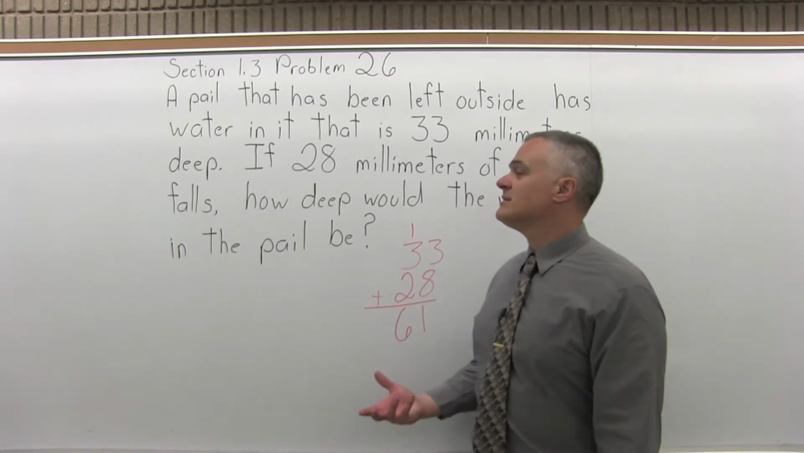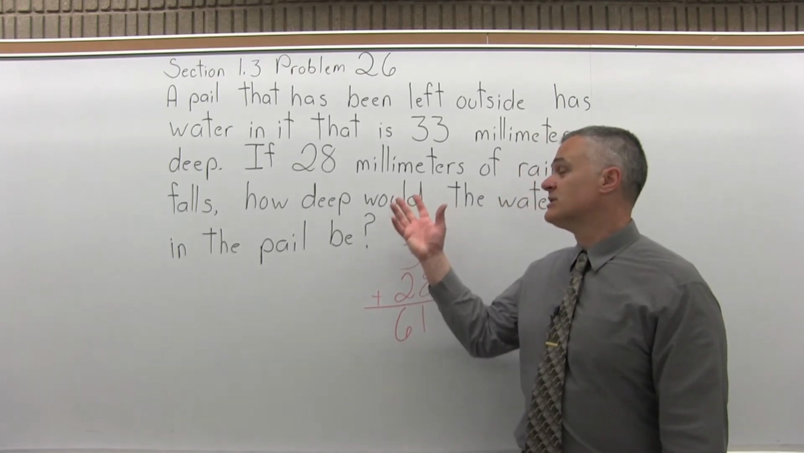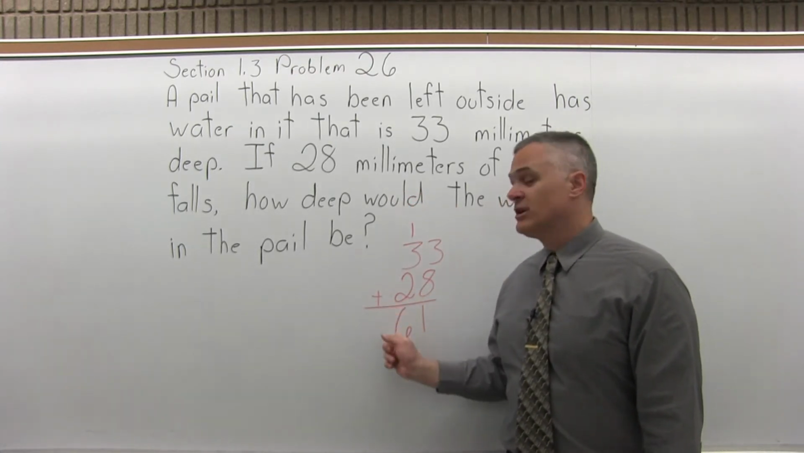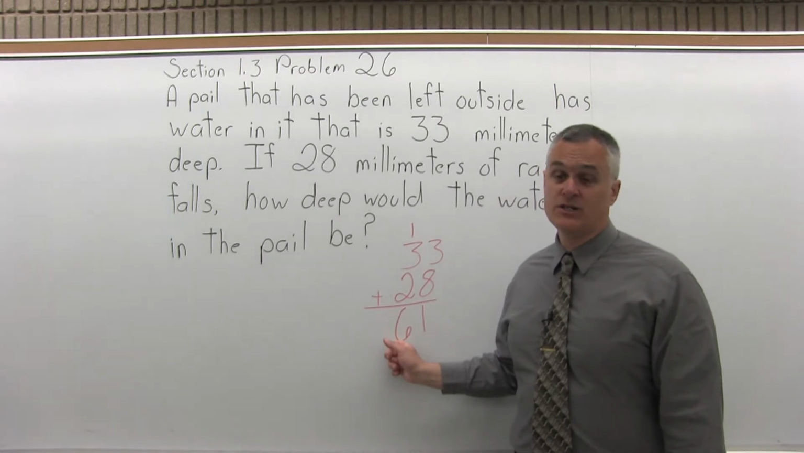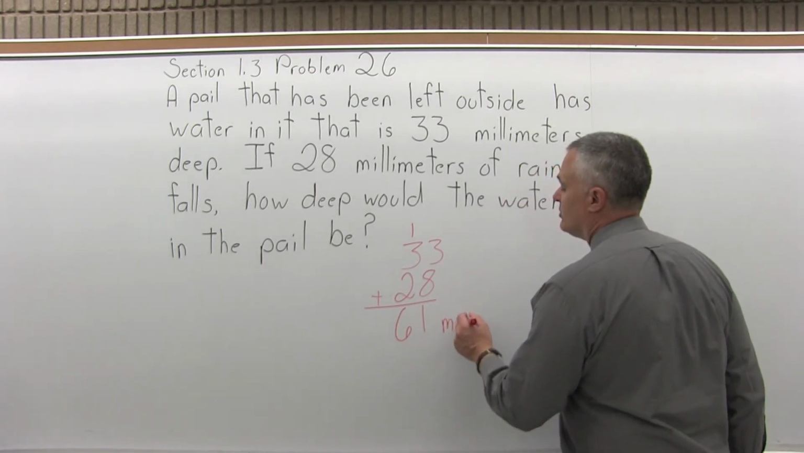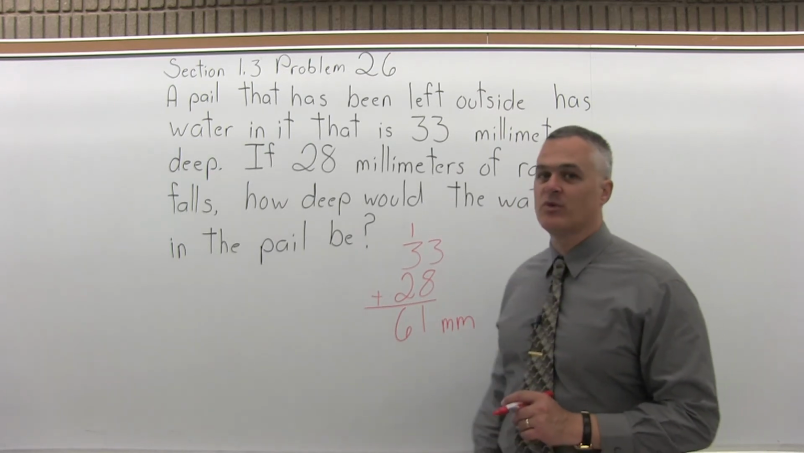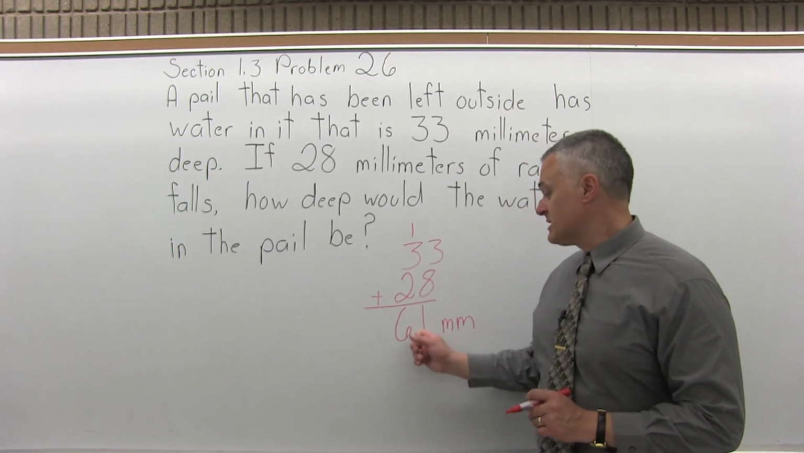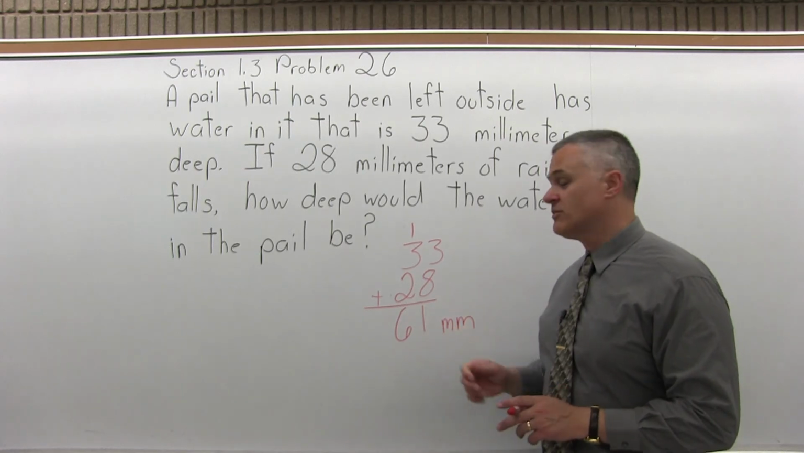Now, because this is an application problem and it has units of measure in it, I should include units of measure in my answer. So not just 61, but 61 millimeters deep. And you can abbreviate that mm for millimeter. There would be 61 millimeters of water in the pail.